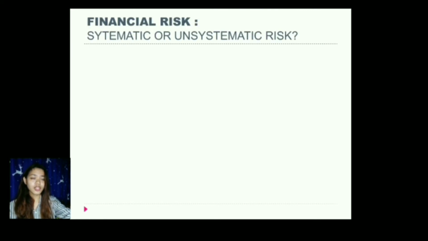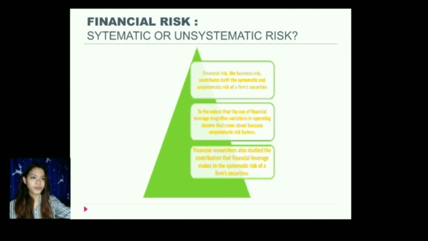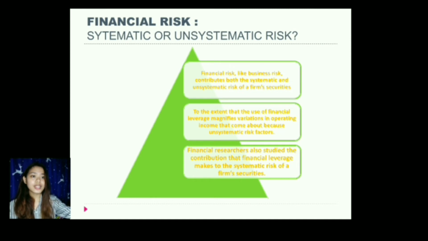Financial risk. Is it systematic or unsystematic? Financial risk, like business risk, contributes to both the systematic and unsystematic risk of a firm's securities. To the extent that the use of financial leverage magnifies variation in operating income that comes about because of unsystematic risk factors, it also contributes to the unsystematic risk of a firm's securities. Financial researchers have also studied the contribution that financial leverage makes to the systematic risk of a firm's securities. It is well established that systematic risk is a function both of financial risk and operating risk. Hence, security analysts and investors find the measurement of a company's financial risk to be an important element of a good financial analysis.